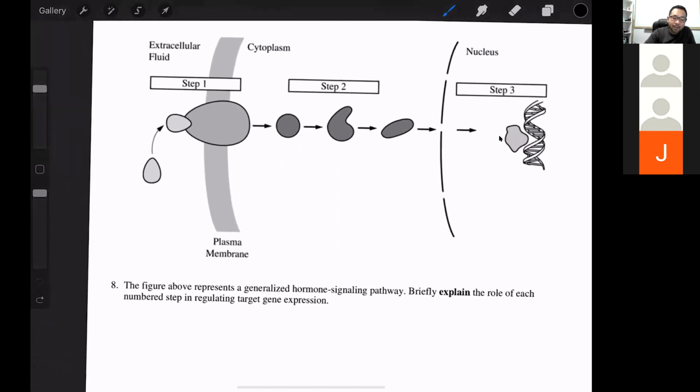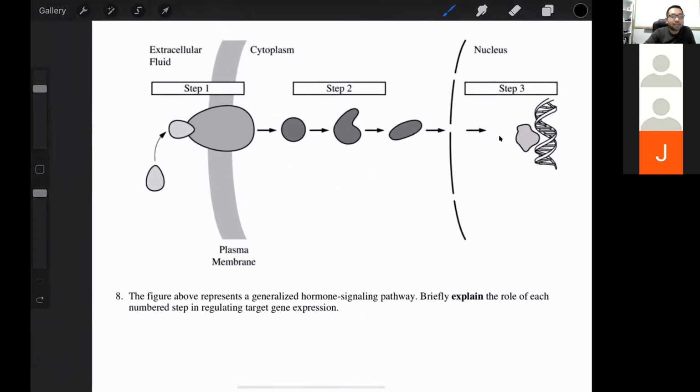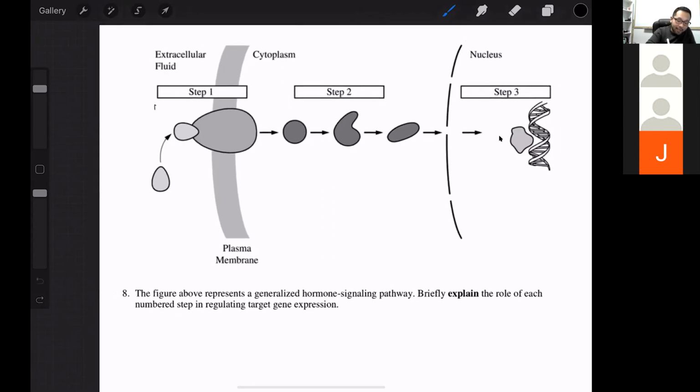Now remember, the first person to really outline these 3 steps was a scientist named E.W. Sutherland, and he was looking at epinephrine and its effect on glycogen phosphorylase and the production of glucose from glycogen in the fight or flight response. Now, he said that the first step is going to be labeled as reception. Okay, and we'll go into details about each one of these as we go through this question. The second was the transduction of that signal. And then the last part here in step 3 was what we call the response, okay, the cell's response.